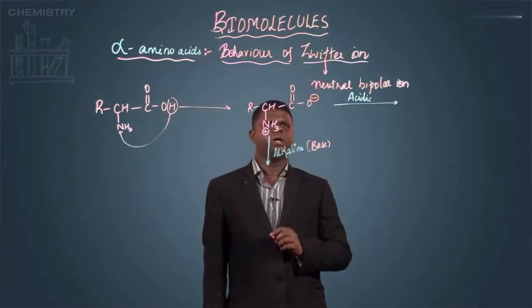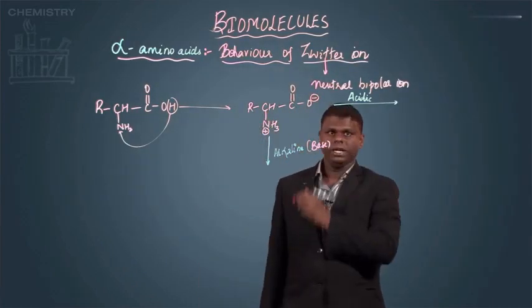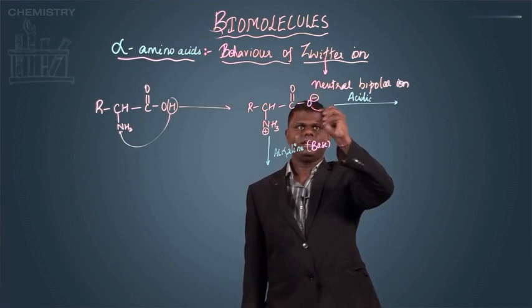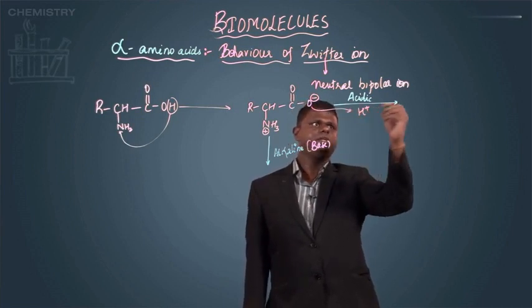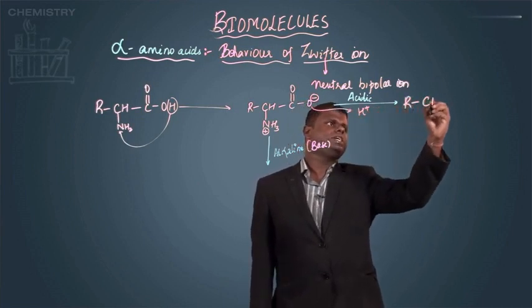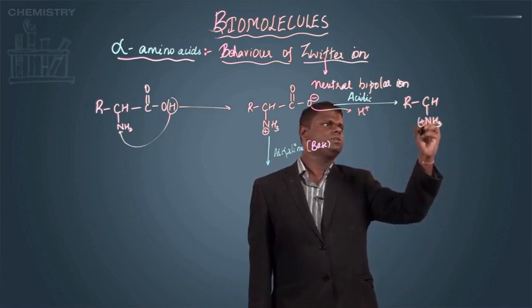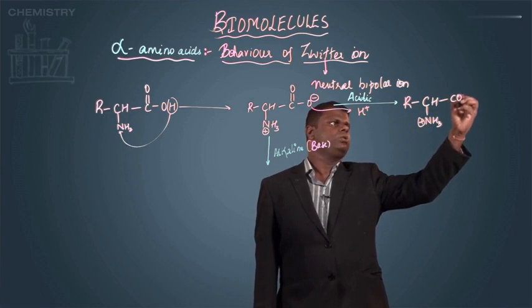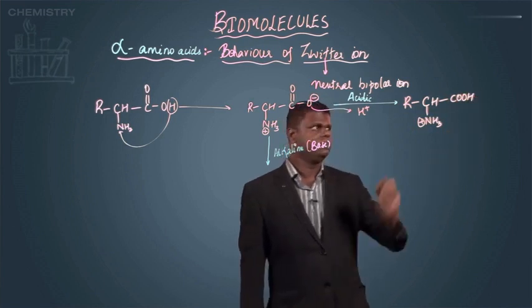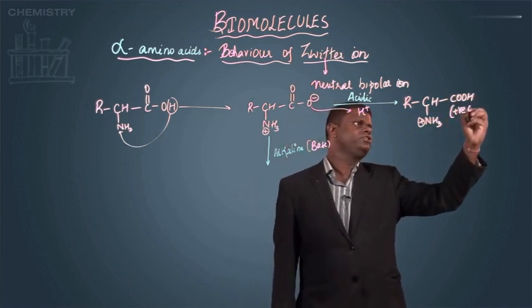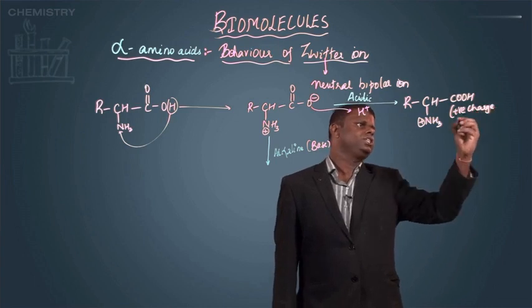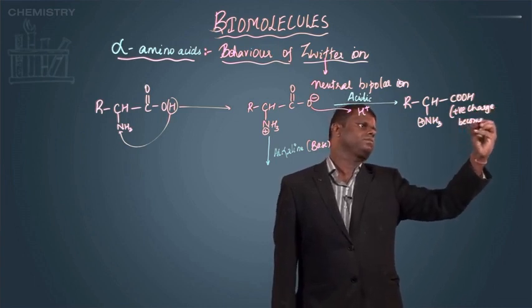So now what are the reactions that can happen? First, in acidic media, what exactly happens? In acidic media, this O minus gets protonated. Okay, and then you get RCH NH3 plus COOH. And if you observe, that negative charge has become neutral.